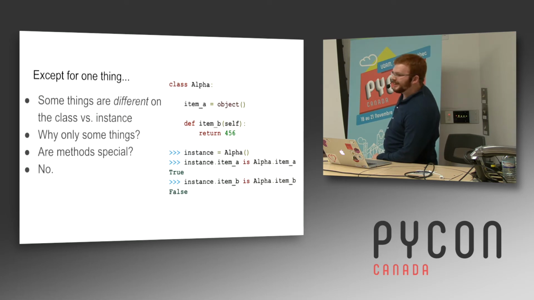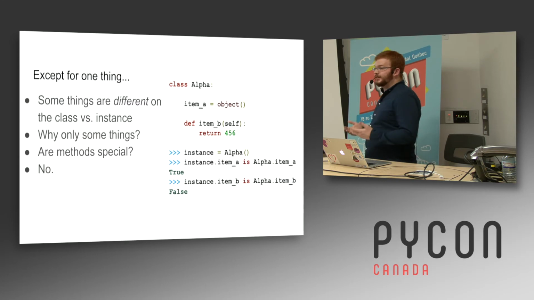So some things are different on the class versus when you call them on the instance. The prime example being methods themselves. You can see in the example on the right, we initialize our instance, and we can say instance.item A is alpha.item A, and the Python interpreter comes back and says, yes, those are exactly the same thing. If you look for the item A on the instance, you're actually getting exactly the same thing as if you go looking on the class.